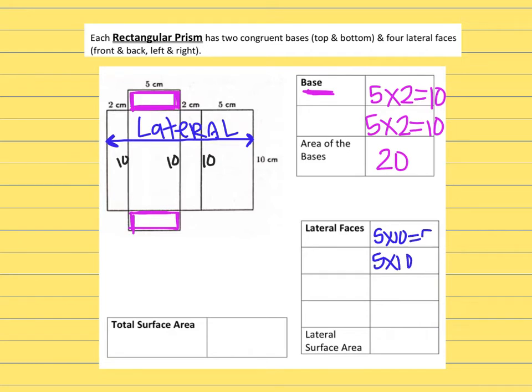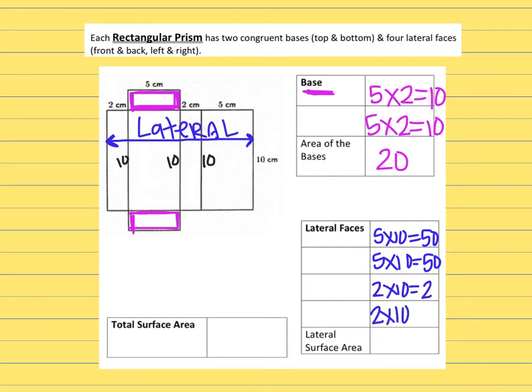And 5 times 10 is 50. I'm going to fill both of those in. Then the portion that would be like the little skinny section on the left and the right of the box, that's 2. And the line all the way down, which matched with the other side, was 10. So my last 2 rectangles are going to be 2 times 10.